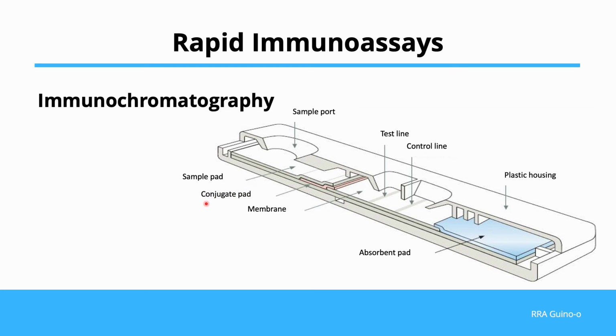Next, we have the conjugate pad, which will contain the labeled antigen or antibody that will form a complex with our target analyte. From the conjugate pad, the immune complexes travel towards the detection zone, where you can find the test line and the control line. These lines contain immobilized antibodies that capture the immune complex. And when the immune complex is captured here, it produces a colored product that can be seen with the naked eye.